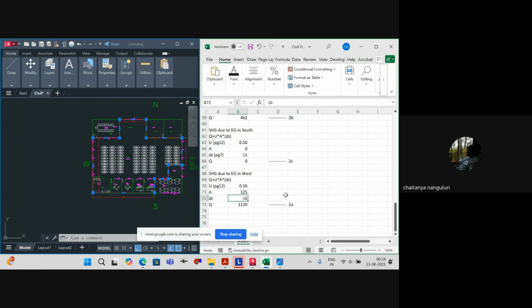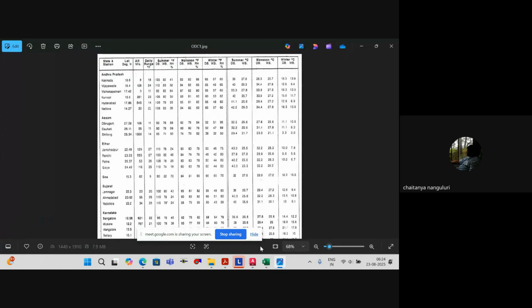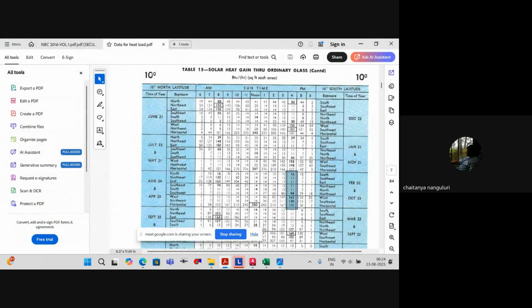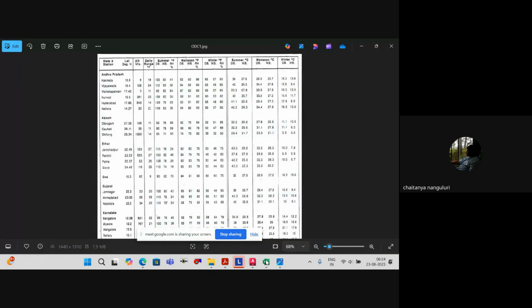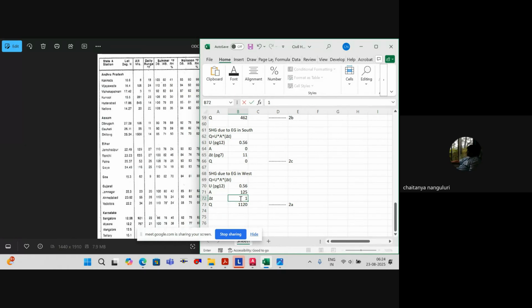5 into 25 square feet. Delta T we have to see. What is the delta T value? So delta T value, if you take it in west direction, that is 163. You agree? So we'll choose 163 over here. So automatically you'll get 2D. Understood? So now we have to calculate sensible heat gain due to exposed glass.